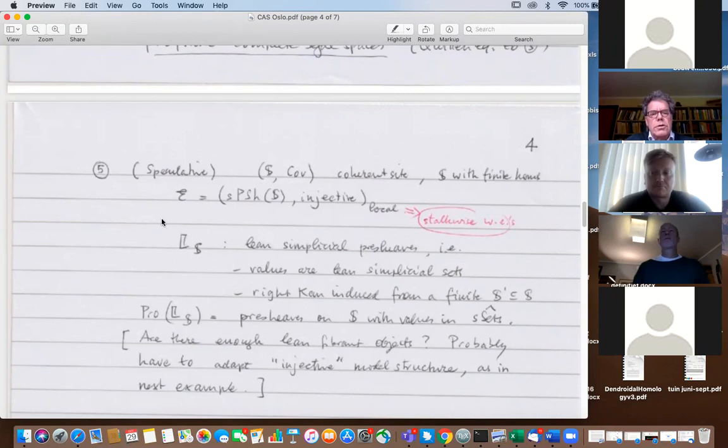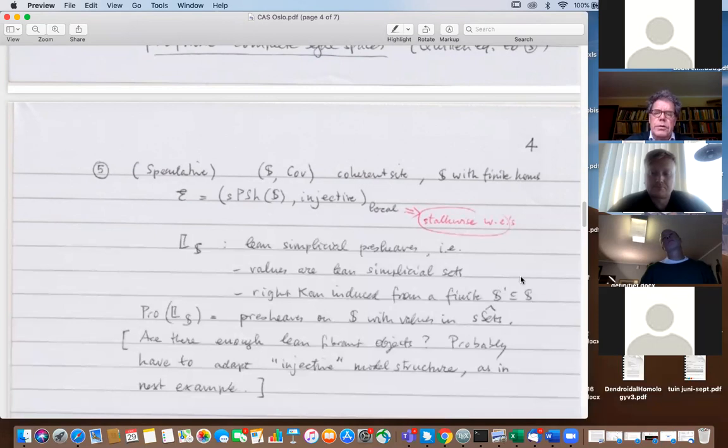Now, there is also a notion of lean here, because you can say when the simplicial presheaf is sort of doubly lean, it should be lean in the sense of the simplicial sets that occur as values of the presheaf, and it should be right-Kan induced from a finite subcategory S' in S.